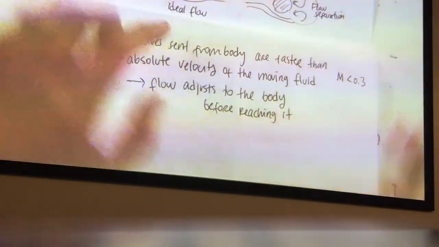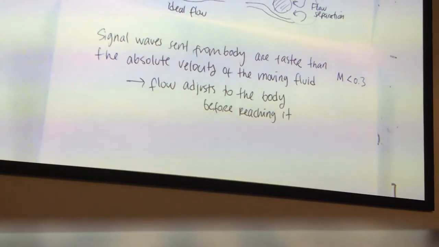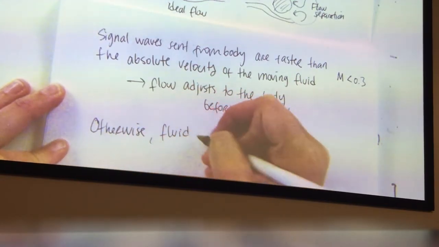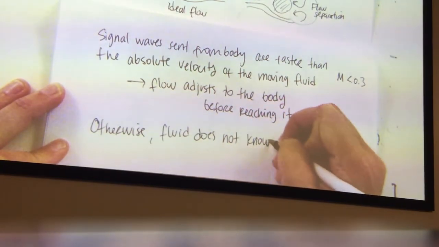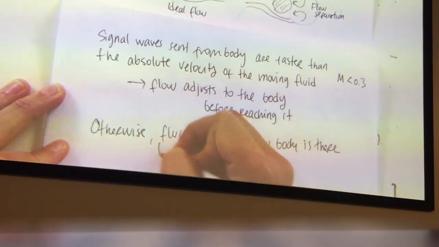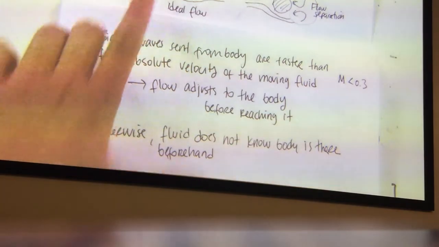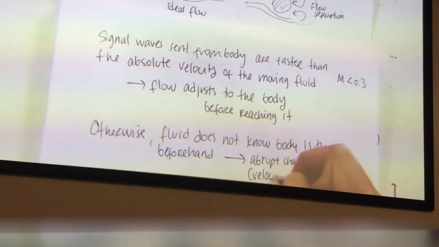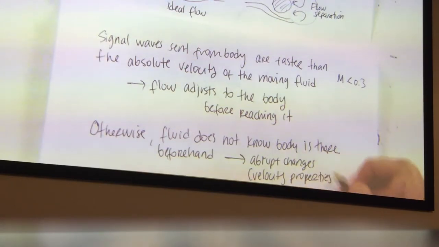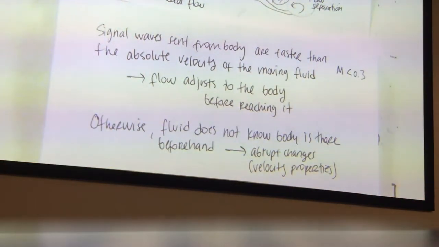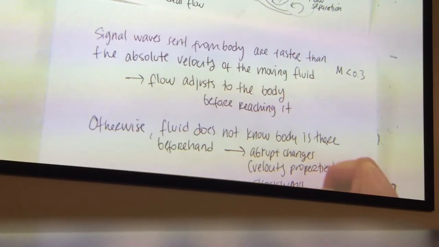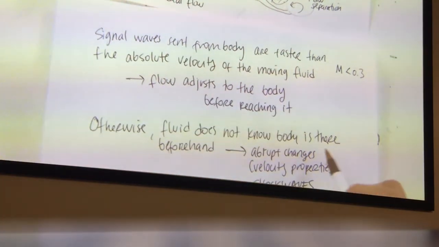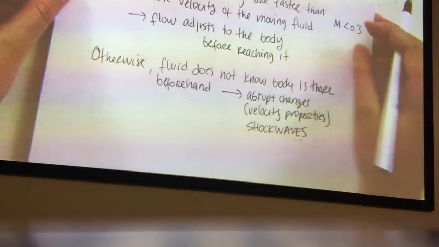Now what would happen if this weren't the case? If this wasn't the case, the fluid wouldn't know that the body is there beforehand, and that's when we have abrupt changes. And these changes happen in velocity and properties. In order for the flow to adjust to this new flow going on in there, it has to do something, and this is what we call shock waves. The fluid is coming in too fast to be able to turn around because it didn't get the signal fast enough. And because of that, we get a shock wave. Basically, the shock wave dramatically decreases the speed, and therefore the flow doesn't crash against the body itself.